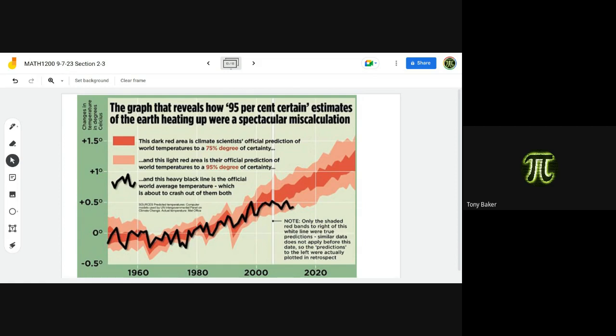Anybody ever pay attention to hurricanes and stuff? You know, the cone of uncertainty that they show as it goes out gets bigger. That's in essence what this is. They think it's going to be in the center, but it could be anywhere within that cone of uncertainty. The black line is where the temperature actually is.